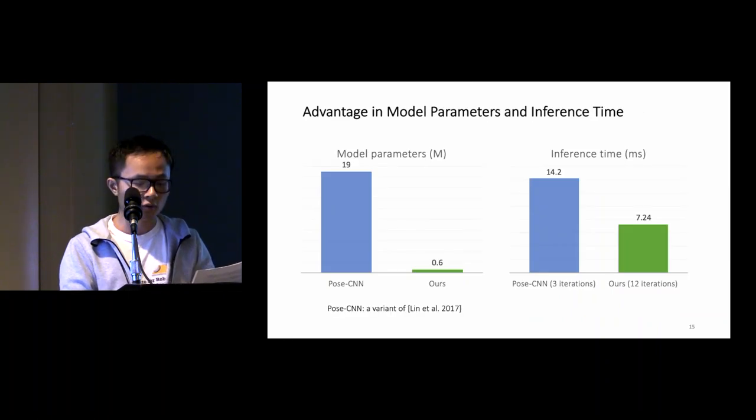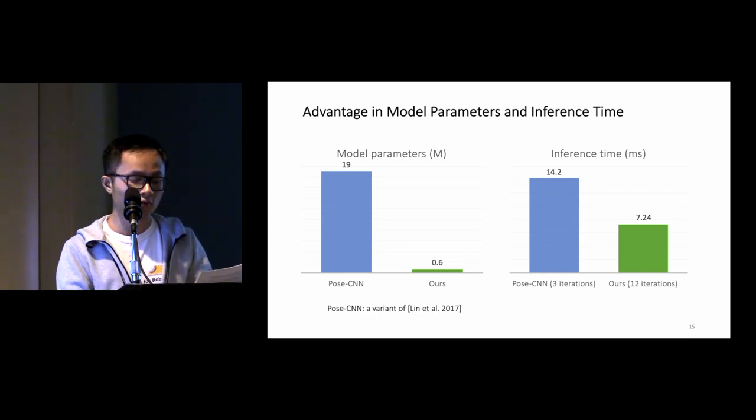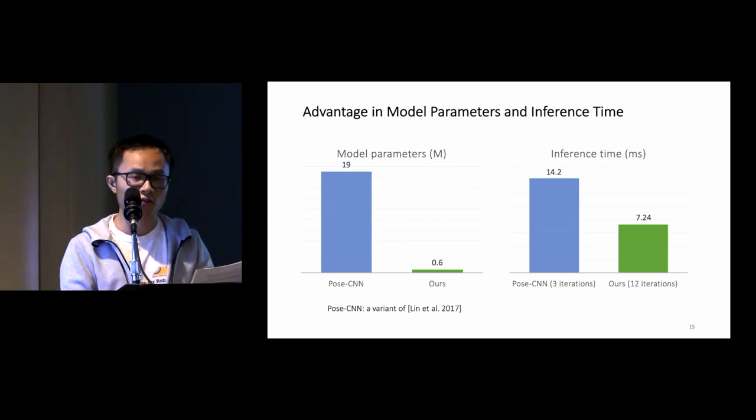Our method is not only accurate, but it's also very small and fast. Compared to a baseline algorithm using a convolutional network to regress a pose iteratively, our network uses orders of magnitude fewer parameters and can achieve fast inference on a commodity GPU.